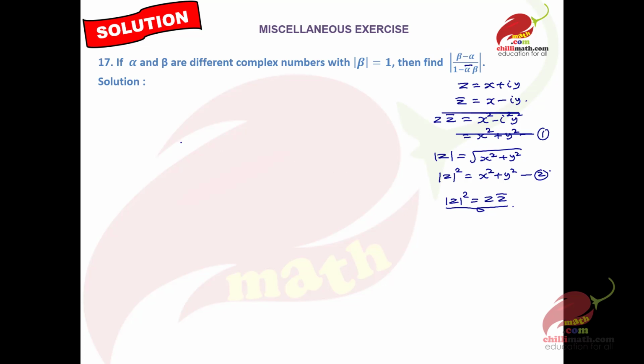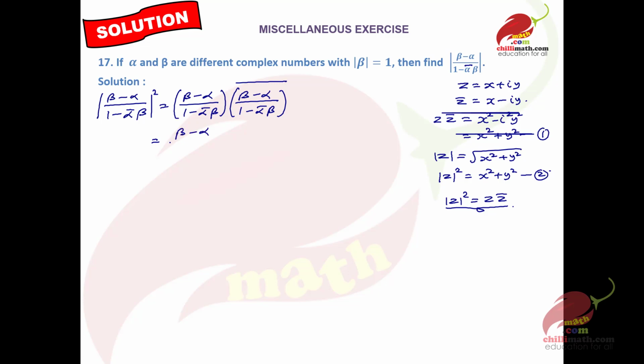So I am using this modulus of z square, that is beta minus alpha over 1 minus alpha conjugate into beta whole square as beta minus alpha over 1 minus alpha conjugate into beta into beta minus alpha over 1 minus alpha conjugate into beta conjugate. Just check, this I have taken as z. So modulus of z square is equal to z into z conjugate, which is equal to this as it is.